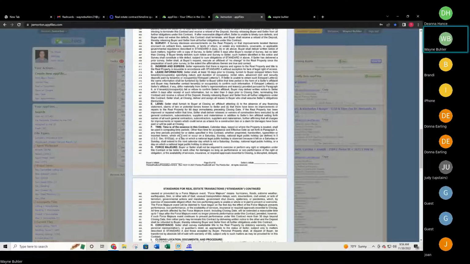Any time periods provided for or dates specified in this contract, whether pre-printed, handwritten, typewritten, or inserted herein, which shall end or occur on a Saturday, Sunday, national legal public holiday, as defined in section 5, or a day in which a national legal public holiday is observed because it fell on a Saturday or Sunday, shall extend to the next calendar day. So, can an inspection period end on a weekend?